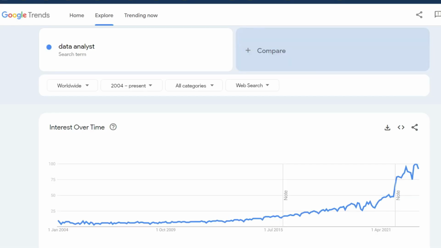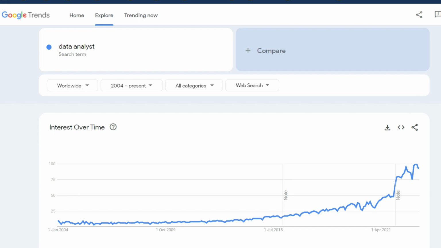You can see here I'm on Google Trends and I've searched on data analyst, and look at this graph. It's pretty much just going up in a straight line here, isn't it? There was a dip here, that was COVID, I assume, but really you can just see it's a nice upward curve.